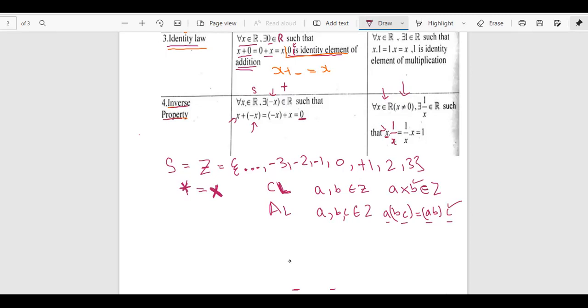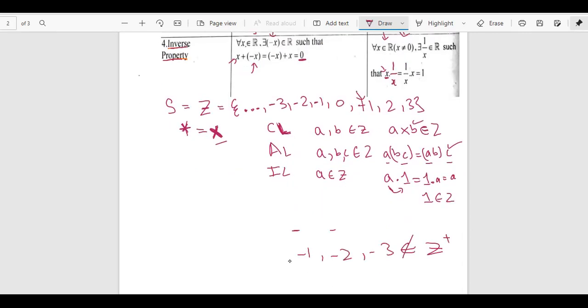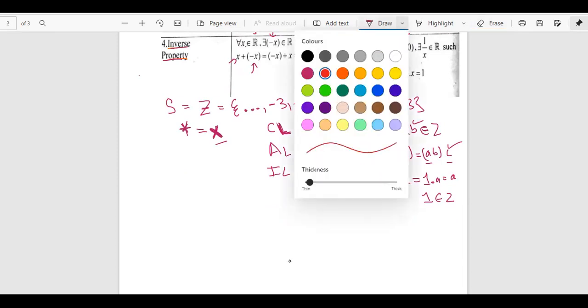Yes. Excellent. Now we talk about the identity law in case of multiplication. If A is any number that belongs to Z, you need 1, so that when you multiply your A with 1, you get A back. And you know that 1 belongs to the set of integers. So this part is also satisfied. So far three of the properties are satisfied, so this operation of multiplication might be a binary operation in case of integers, but you'll get to know that shortly.